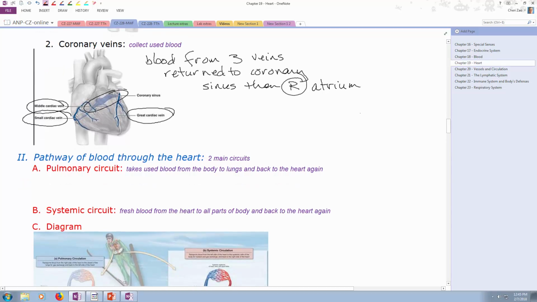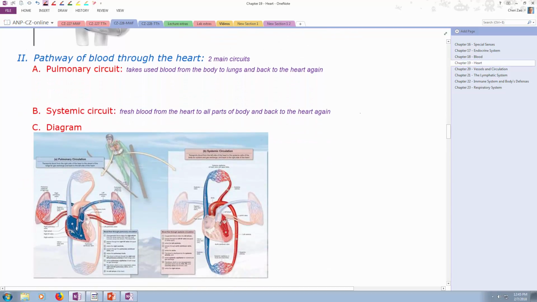Going down to the pathway of blood flow through the heart, 2 main circuits. The pulmonary circuit means that blood is going to the lungs, and the systemic circuit means that blood is going to the system or the body. The pulmonary circuit, its function is to reoxygenate blood.